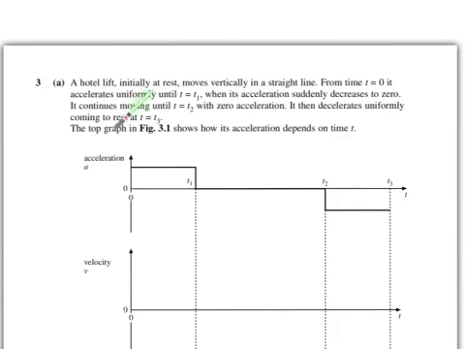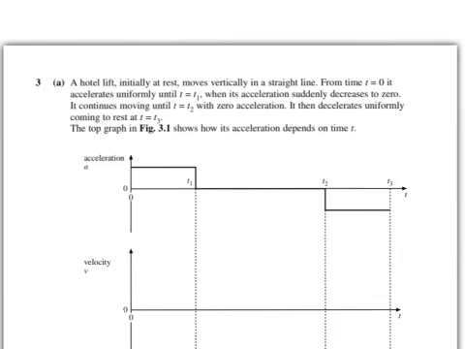It means, first of all, it's not moving, and it's moving in a straight line whenever it does move, and it accelerates. This first section here is accelerating, then its acceleration drops to 0, so this means it's going at a constant speed, 0 acceleration, and then it decreases uniformly, coming to rest. So this is where it's slowing down.